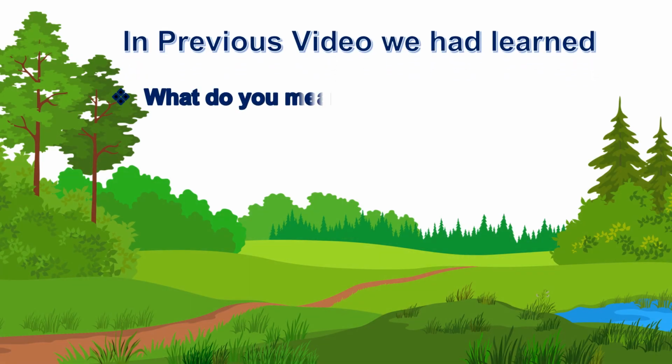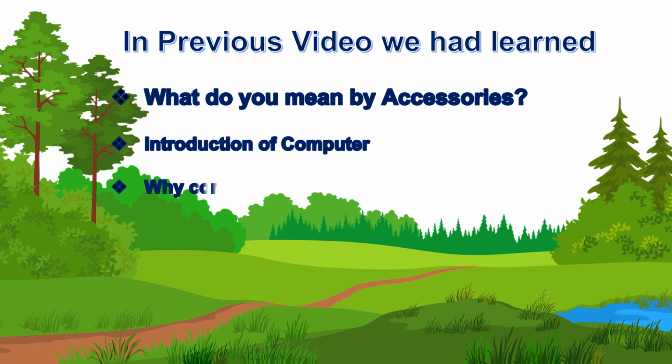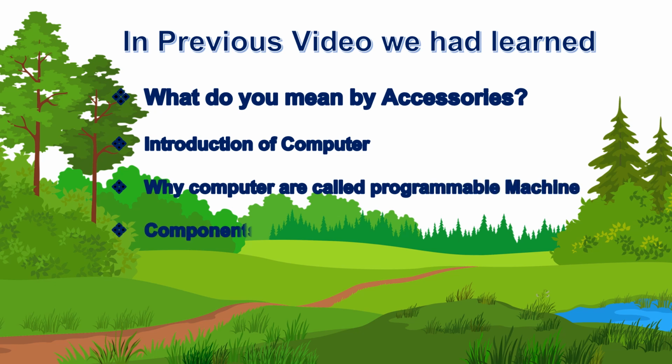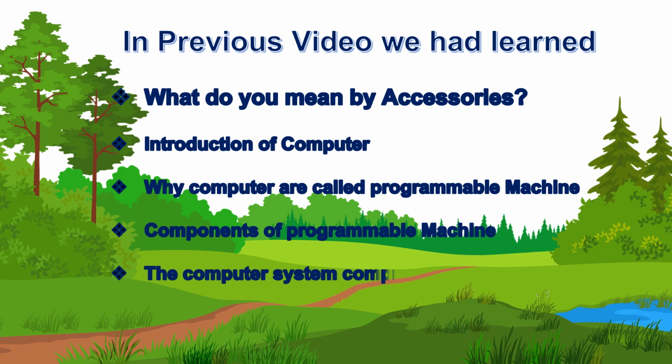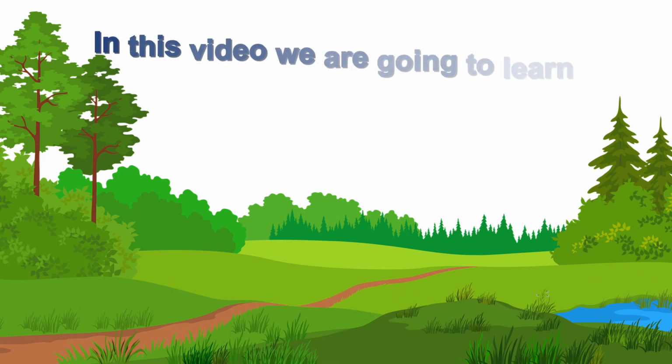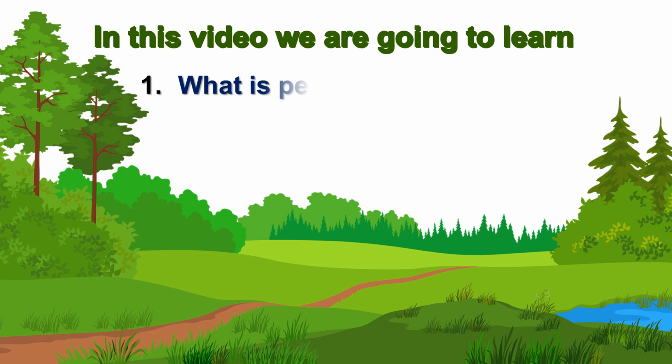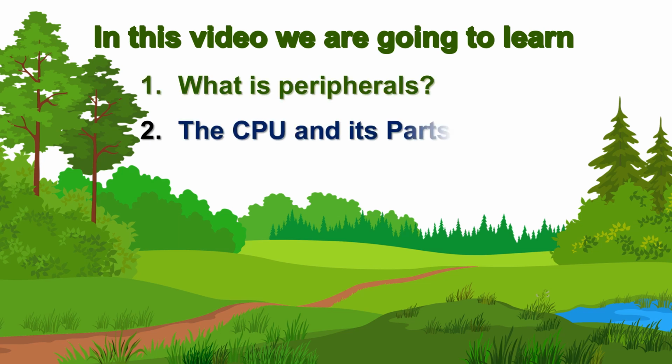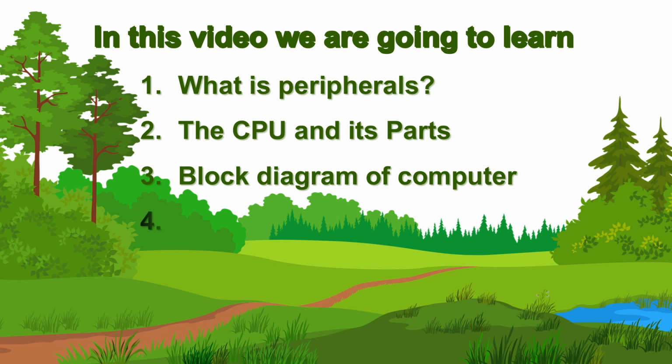In the previous video, we had learned what we mean by accessories, introduction of computers, why computers are called programmable machines, and components of a programmable machine. The computer system comprises three units. In this video, we are going to learn: 1. What is a peripheral, 2. The CPU and its parts, 3. Block diagram of computer, 4. Computer memory.